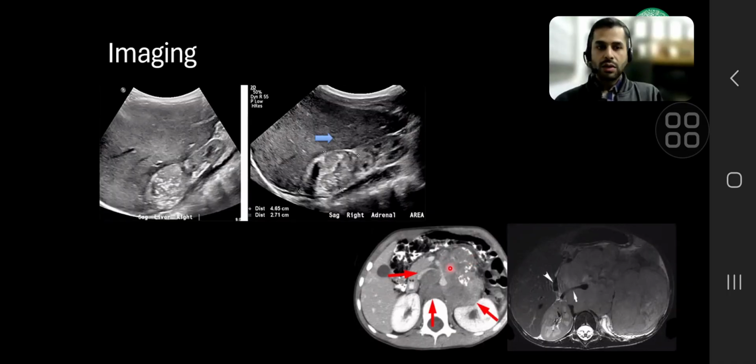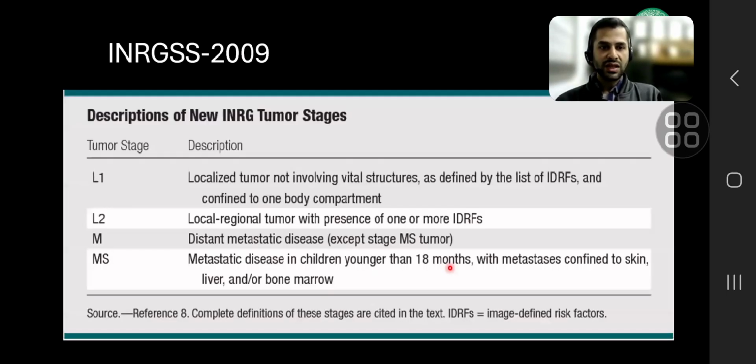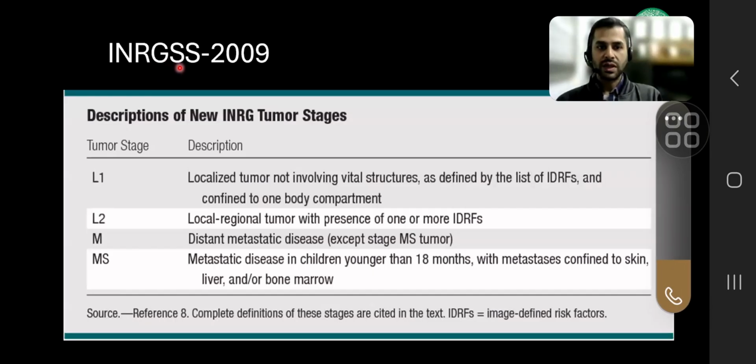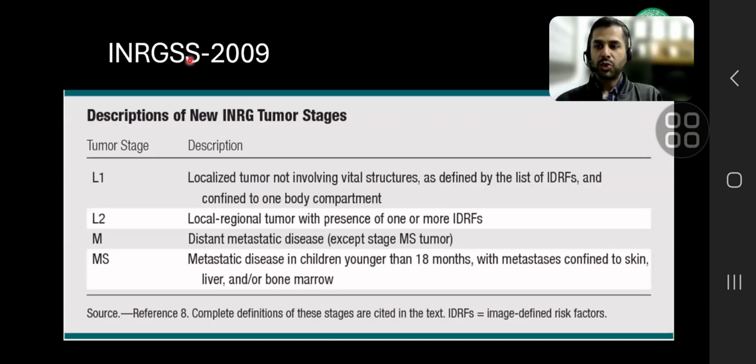So when we talk about neuroblastoma staging, the INRGSS, which is a preoperative staging system, the International Neuroblastoma Risk Group Staging System, was developed in 2009. And what it does is combine prognostic risk factors, including age of the patient and presence of any metastatic disease or image-defined risk factors to categorize the disease into 4 stages.